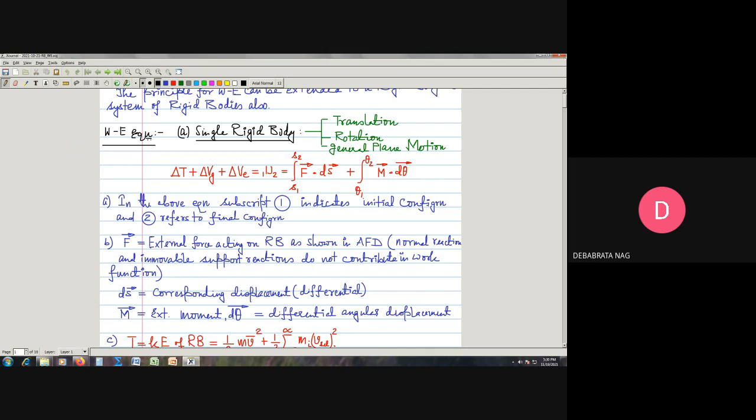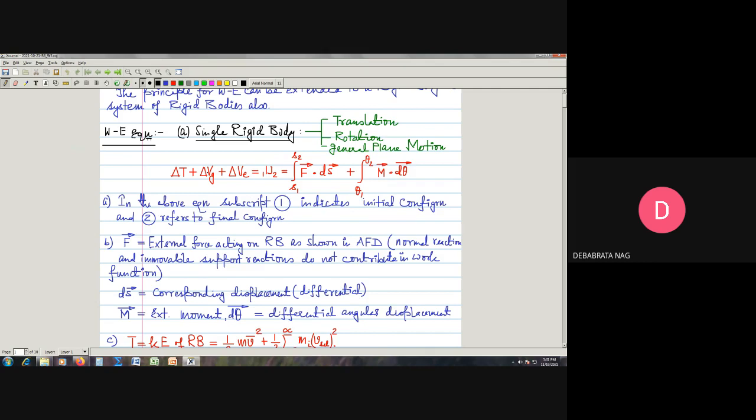So the number of forces and moments that we need to consider for calculating this work function will be limited, and therefore we have a subset of the free body diagram, which is the active force diagram. So we need to only focus on the active forces shown in the active force diagram, which contribute to the non-zero work function. Similarly, F bar represents the external force, M bar represents the external moment, and ds bar and d theta bar are respectively the linear displacement and the angular displacement in connection with the points of application of those forces and moments.